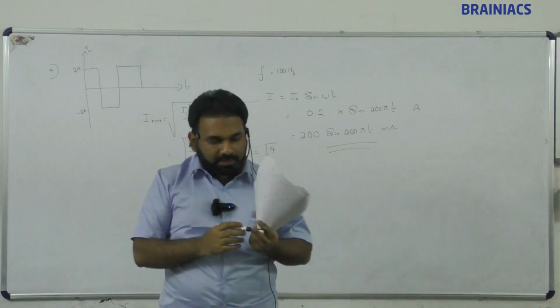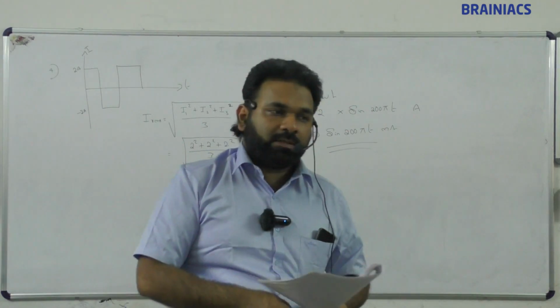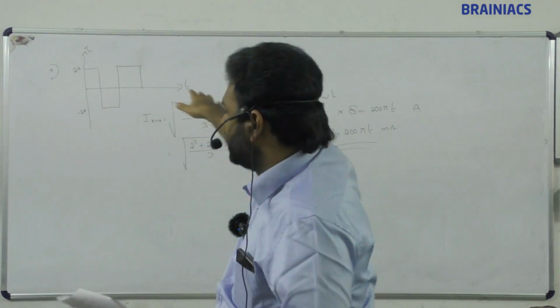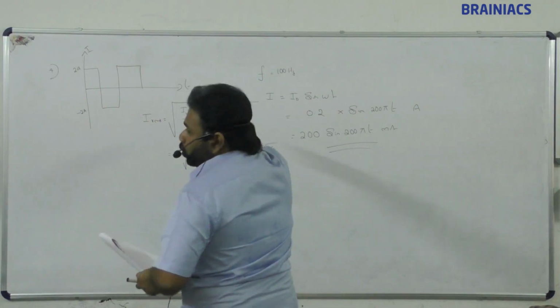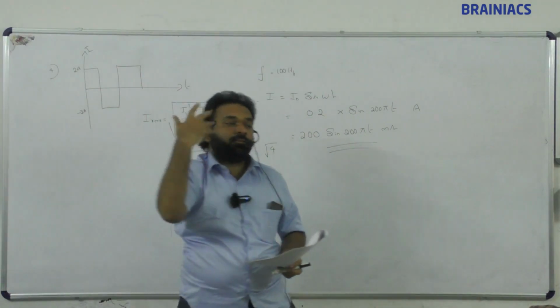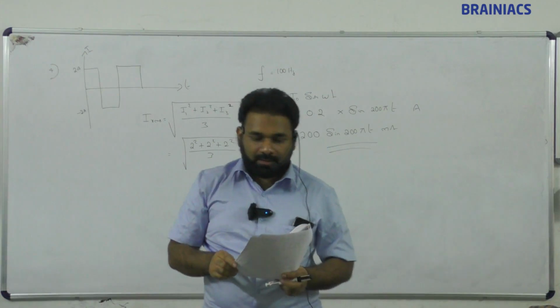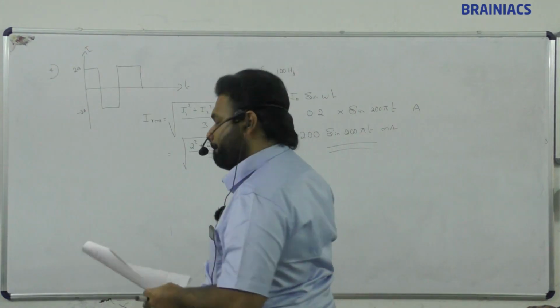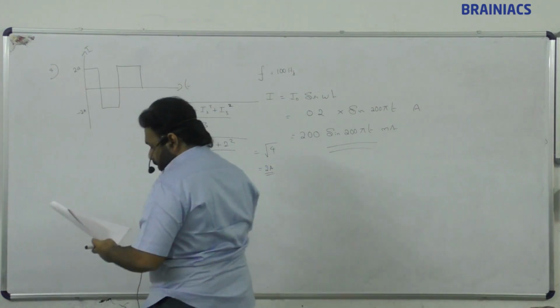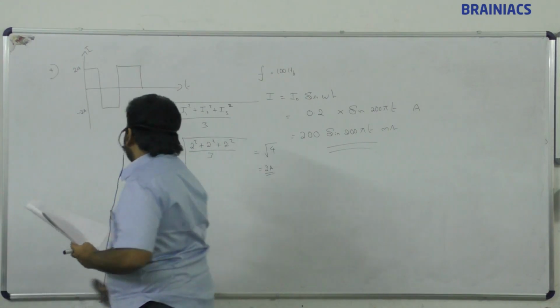So for sinusoidal signals it is I naught by root 2. For other things, if it is given in the form of a figure, you can do it like this. Another question will also come, we will deal with that. Clear? Okay, fine. Fifth question.